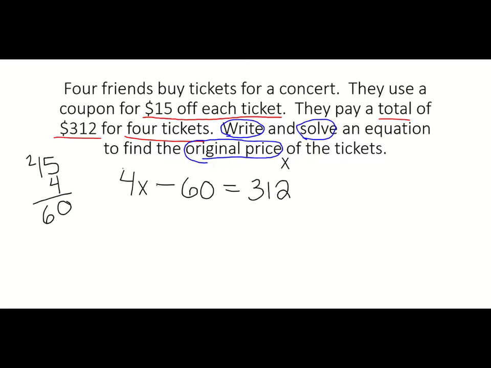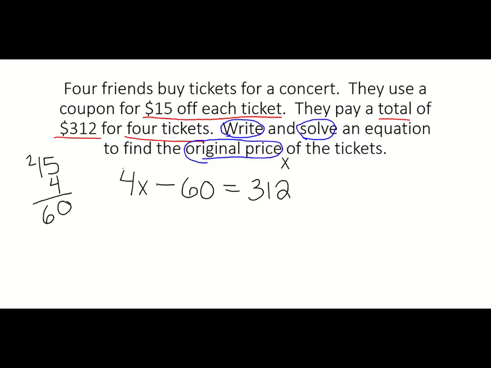And then I like to kind of stop and reflect on my equation. I have 4x. So 4 times the original price minus 60. 60 is my discount, is equal to 312. That's my total amount. So that makes pretty good sense to me. What I have paid minus how much I got taken off would be my total.